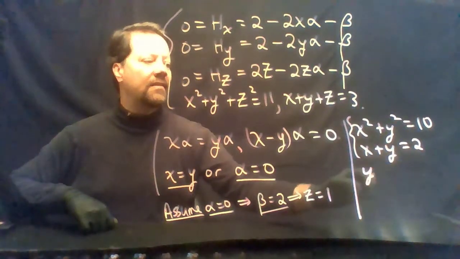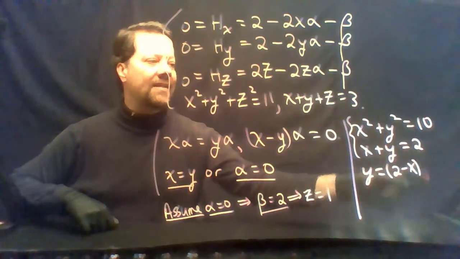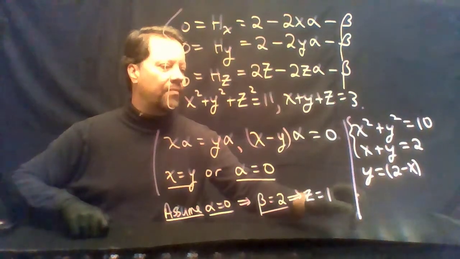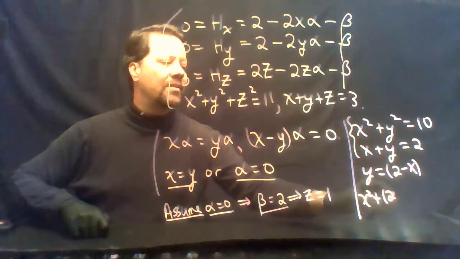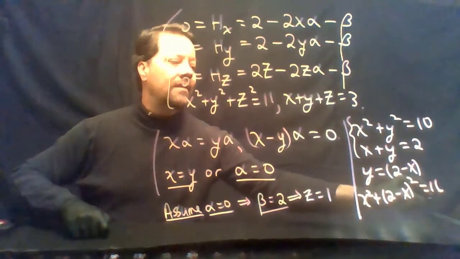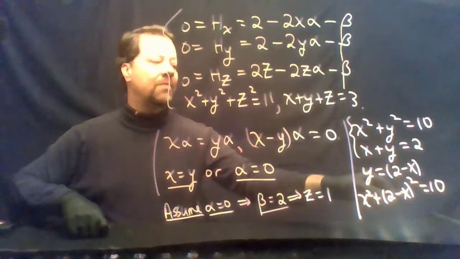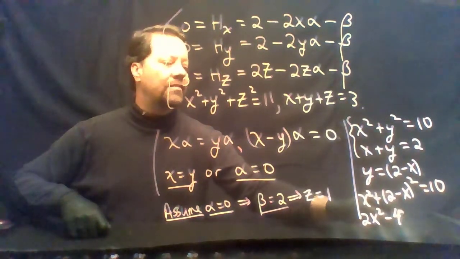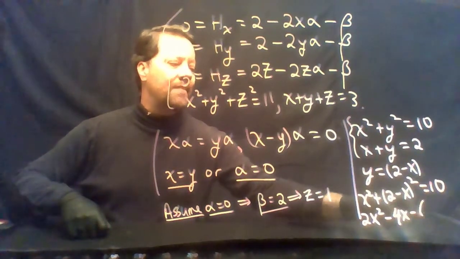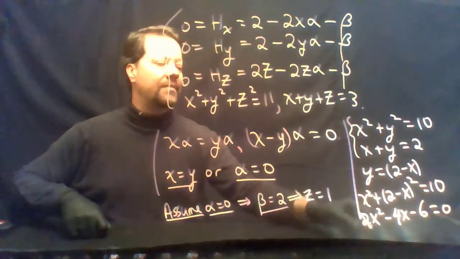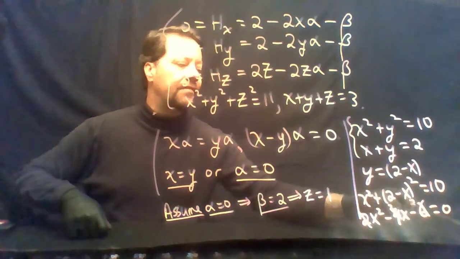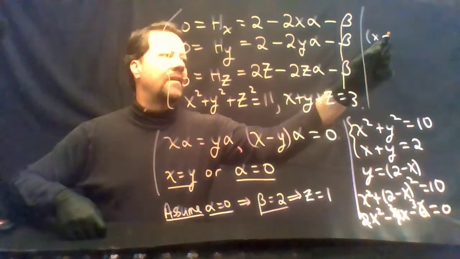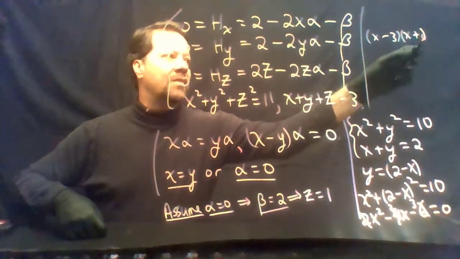Solving for y, y is 2 minus x, we'll substitute that into the first equation. That gives us x squared plus 2 minus x quantity squared equals 10. We'll have x squared plus another x squared is 2x squared minus 4x plus 4 minus 10 is minus 6 equals 0. We can divide the 2 off and then factor. This gives us x minus 3, x plus 1 equals 0.